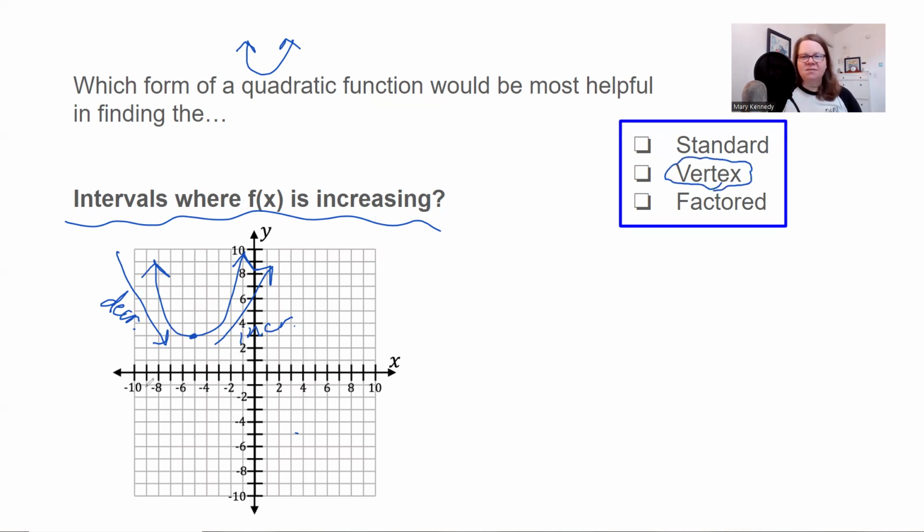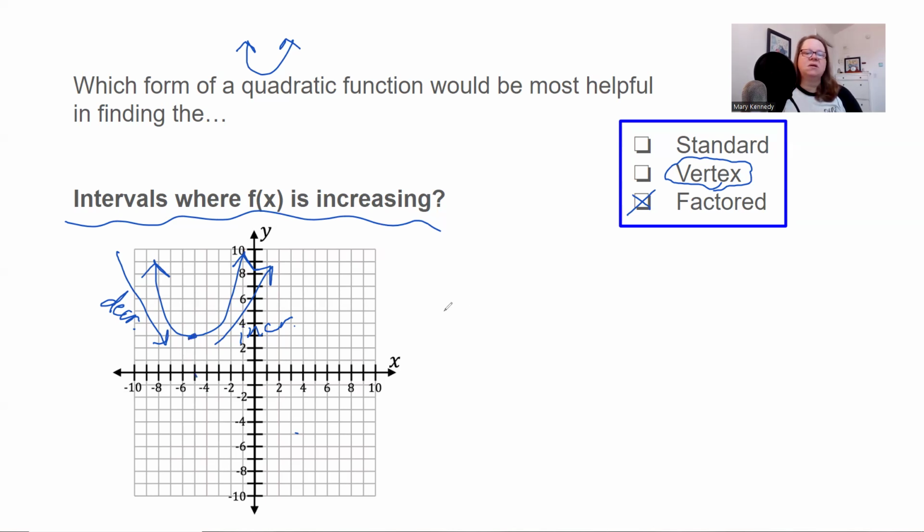We don't even have x-intercepts, so the factored form is not really helpful to us here. Standard form is not going to show us any of that directly. It's going to show us our y-intercept, but it doesn't really matter where it crosses the y-axis in this question. So vertex form is going to help us with this. The intervals where it's increasing are where the vertex is, that indicates where it changes.